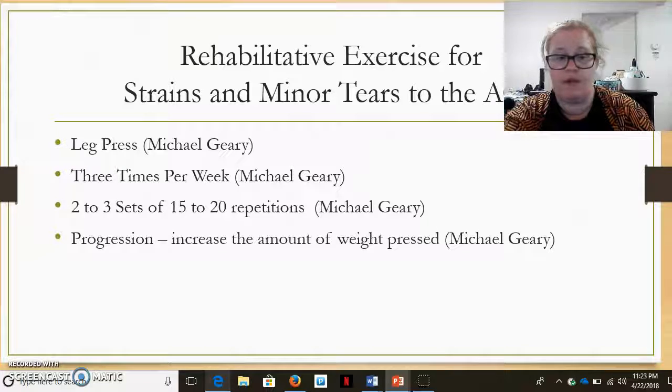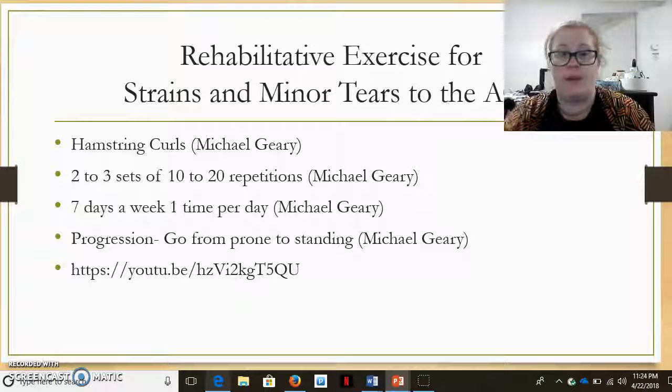Rehabilitative exercises for this is the leg press. So you're going to do this 3 times per week, 2 to 3 sets of 15 to 20 repetitions. And a progression for this is to increase the amount of weight pressed. The second one is the hamstring curls. You're going to do 2 to 3 sets of 10 to 20 repetitions, 7 days a week, 1 time per day. And a progression is to go from the prone position to a standing position.